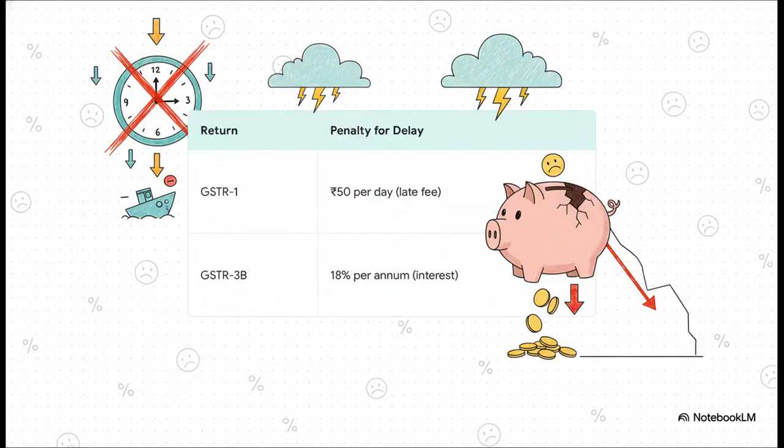And finally, a simple one but so important: file on time. The penalties for being late can really sting. For GSTR-1, the late fee is 50 rupees per day, and for GSTR-3B, you're charged interest at 18% per year on the tax you owe. That's just throwing away your hard-earned profits.